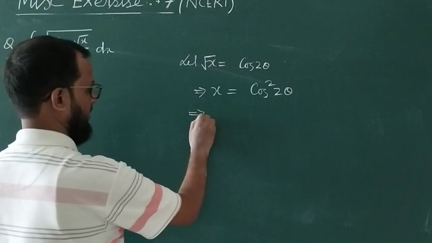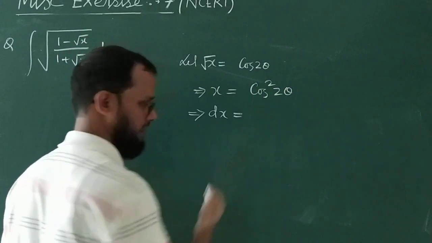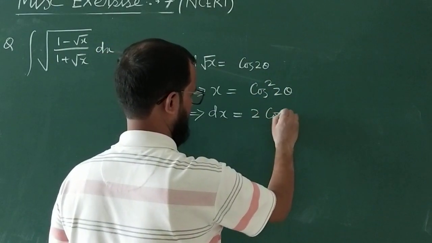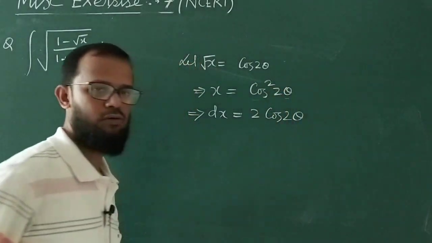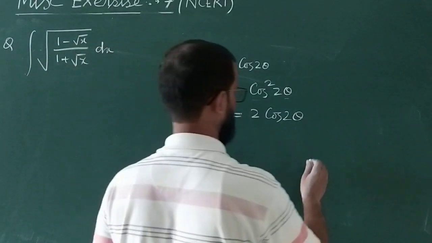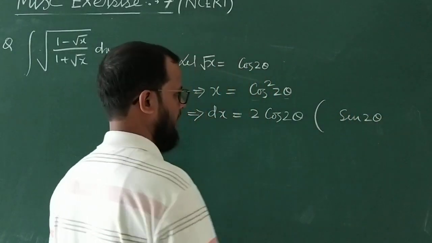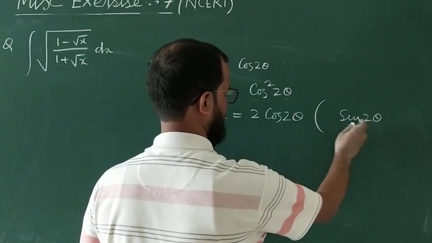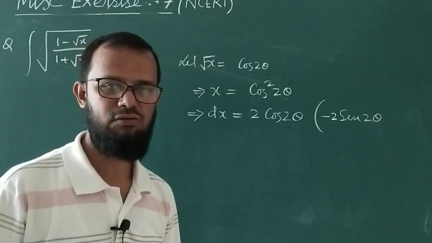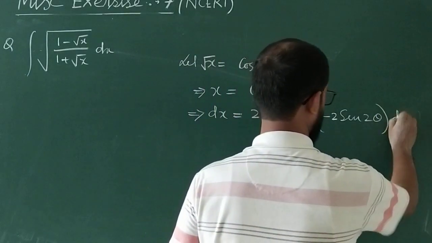And from here you can write dx equal to derivative of cos square 2 theta. पहले पावर का डेरिवेटिव होगा, पावर चेन रूल यूज होगा, 2 cos 2 theta होगा. Again derivative of cos 2 theta with respect to theta is minus sin 2 theta. And since the coefficient of theta is 2, so minus 2 multiplied होगा. Because d dx of cos mx is equal to minus m into sin mx, into d theta.